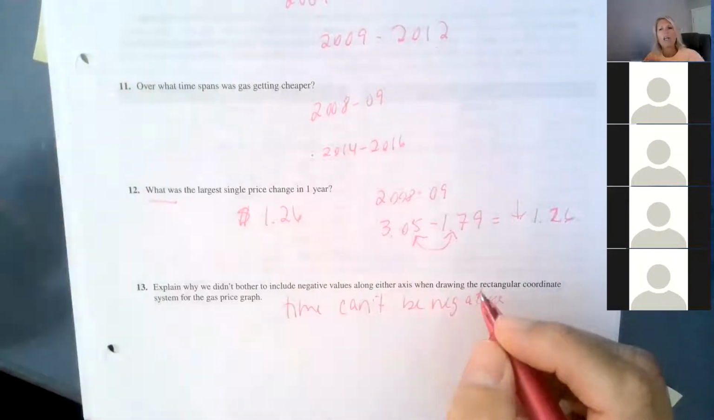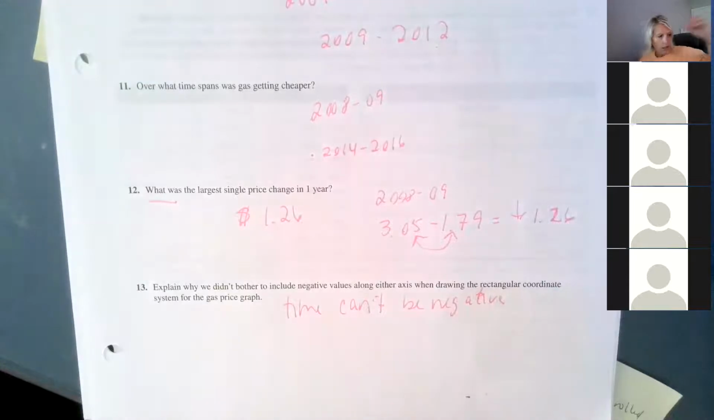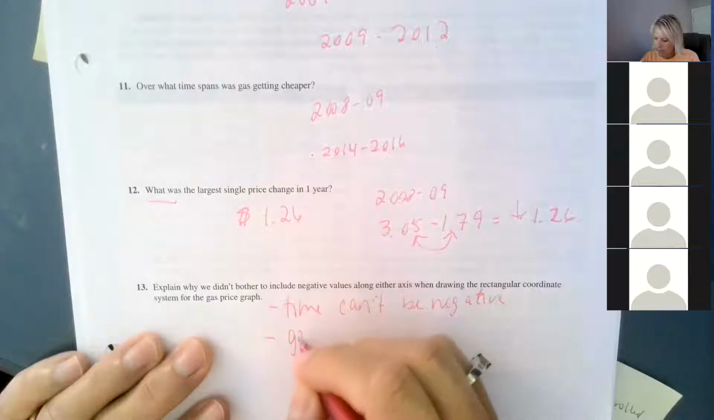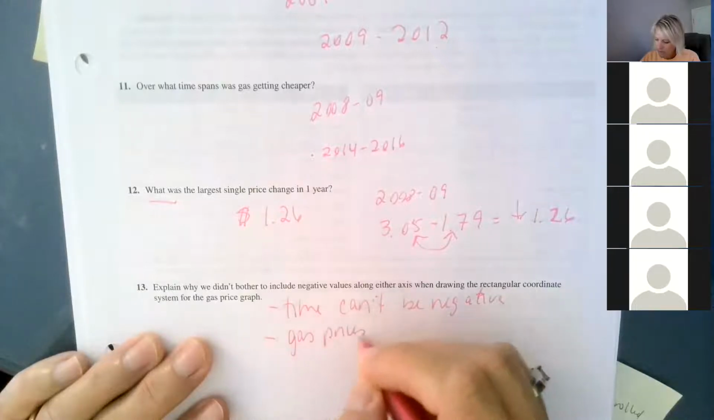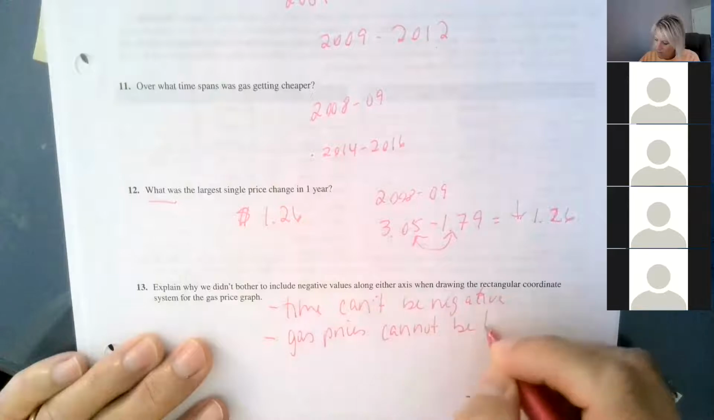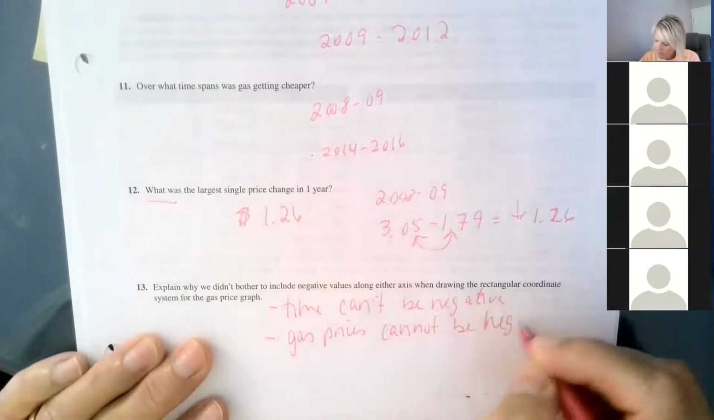I mean, so we could go back and look at history in time, but we would start the graph at 0 then and have a base year. And then also gas prices can't be negative. Although, oops, that's an N, negative.